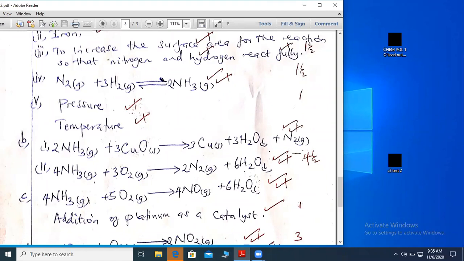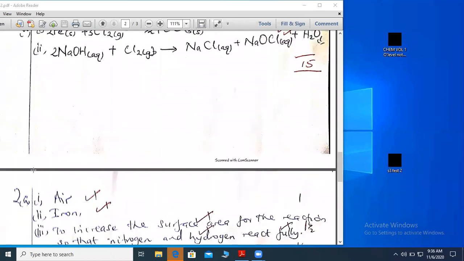If they wanted the conditions for maximum yield of ammonia, then we would have to say high pressure of 200 to 500 atmospheres, and low temperatures of 450 to 500 degrees centigrade. But since they just said conditions, they didn't specify, we just put pressure and temperature.